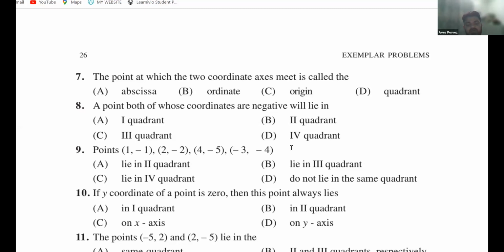Tell me, Dima. Option A. Why option A? The point at which the two coordinate axes meet. For example, this is the y-axis, and this is the x-axis. They are meeting here. This is called the origin that I have written. Okay. So write this one and draw this figure, and write that this is the origin. Write this question.